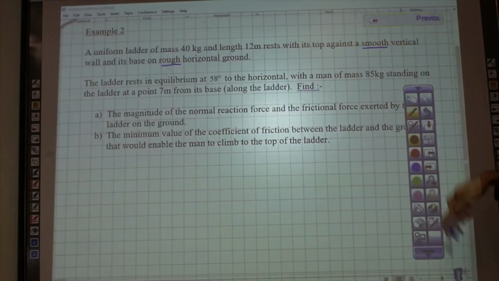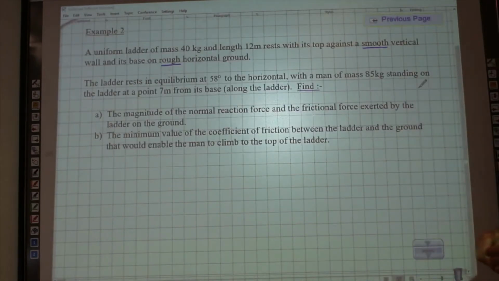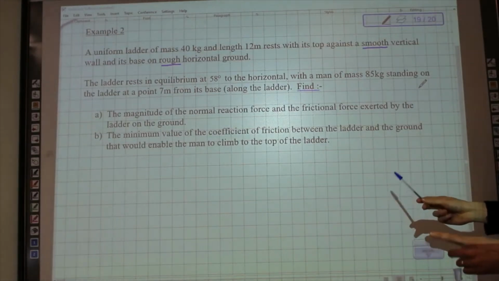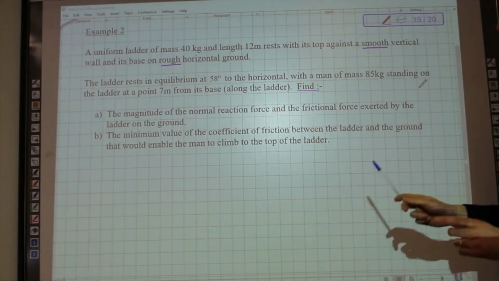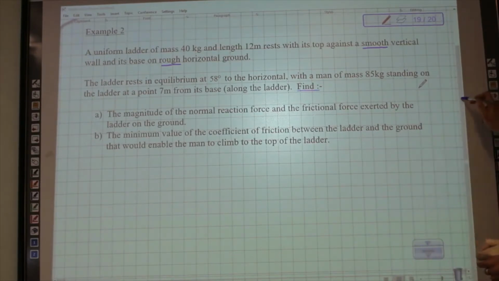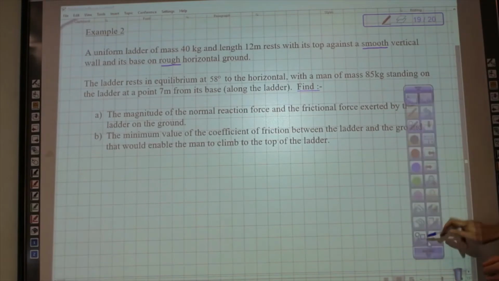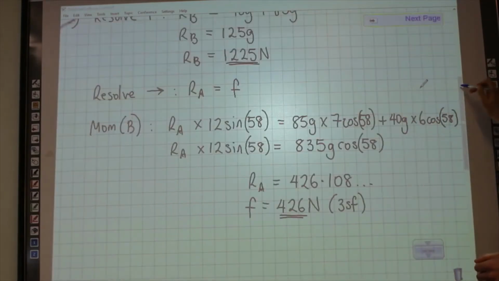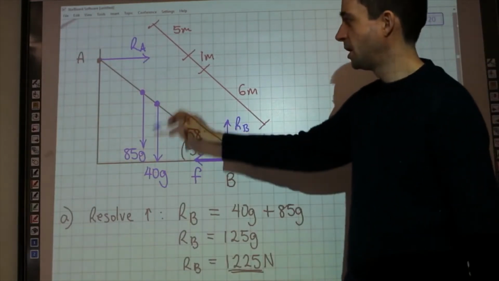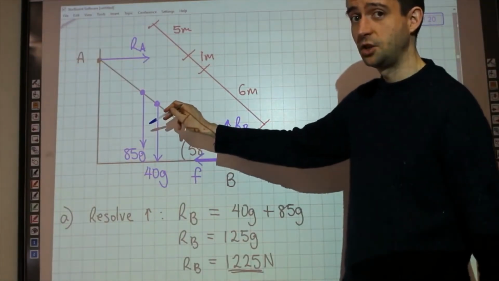Okay. Right, let's move on and have a look at part B. The minimum value of the coefficient of friction between the ladder and the ground that would enable the man to climb to the top of the ladder. Okay, right. We've got issues here because if this person moves, things change.